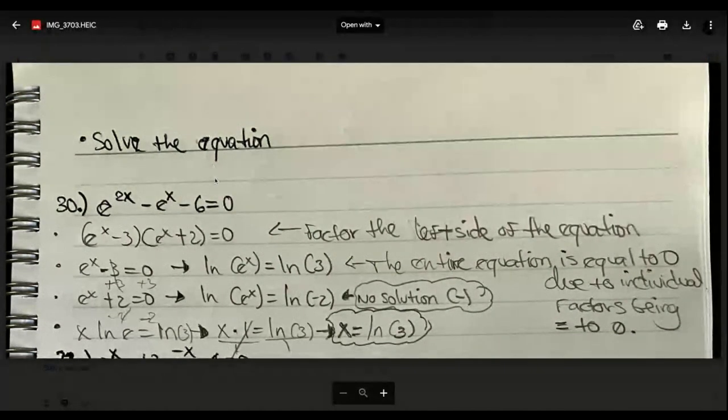Good job, Elizabeth. Yes, e to the x can never be a negative value. Yes. Great explanation as well. Good job. Thank you. Yeah, thank you. Good job, guys. I'm feeling very proud of you guys. Okay, go ahead, Jeremy.